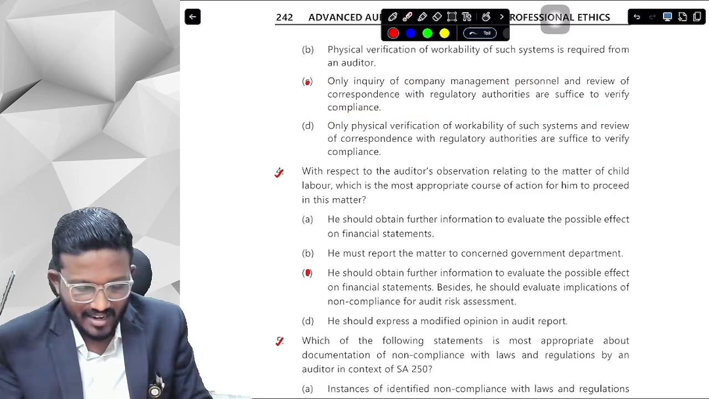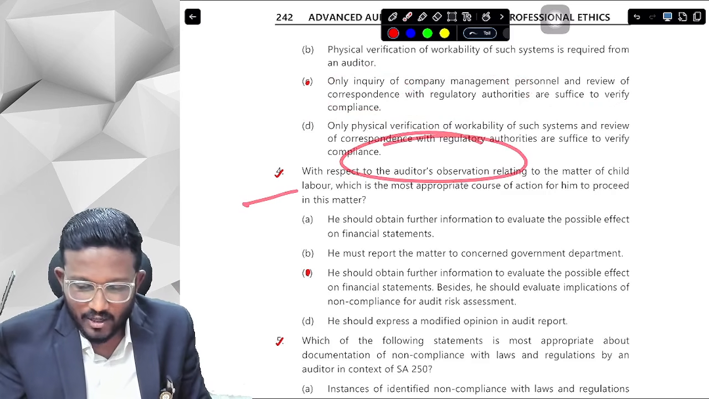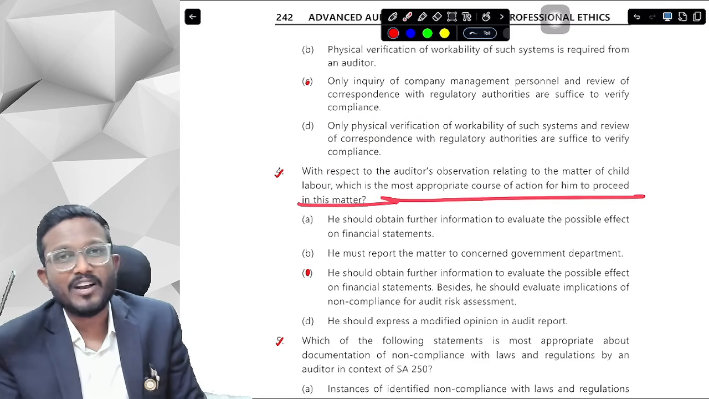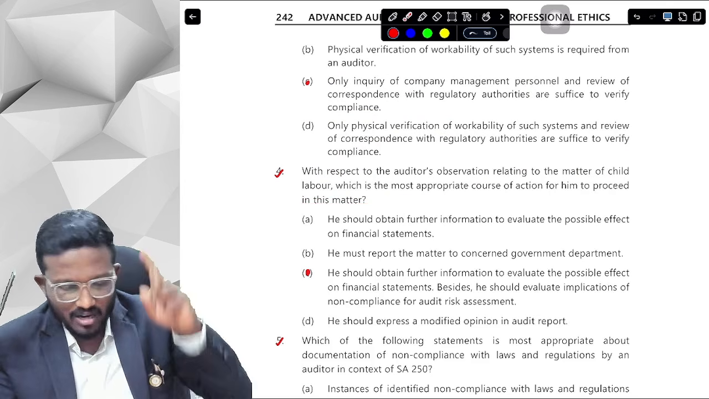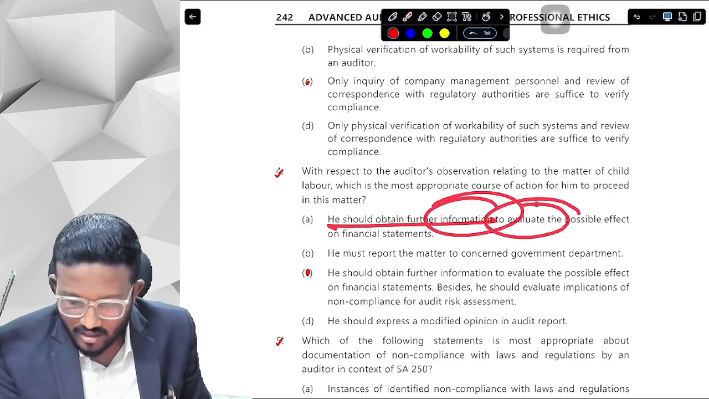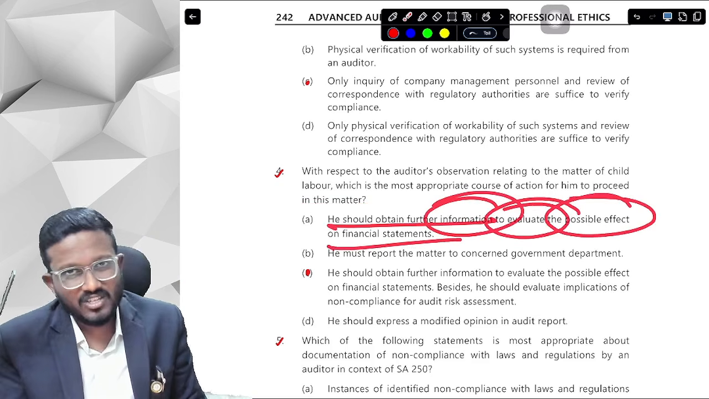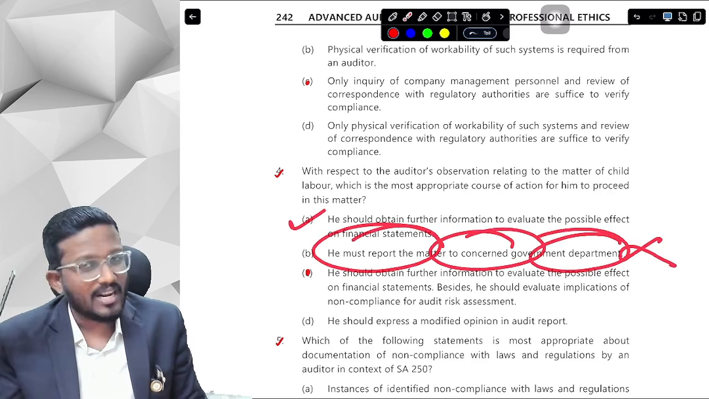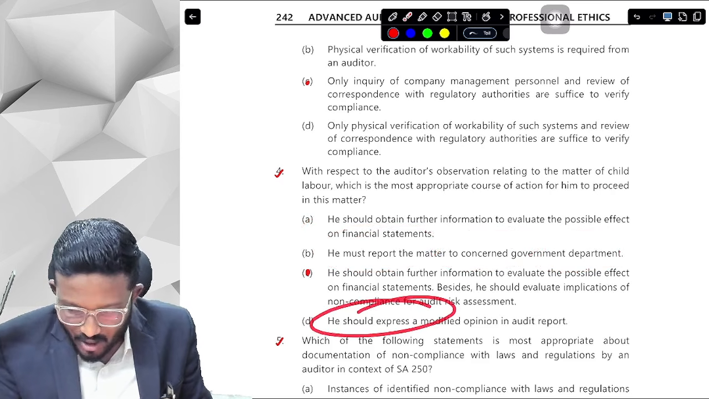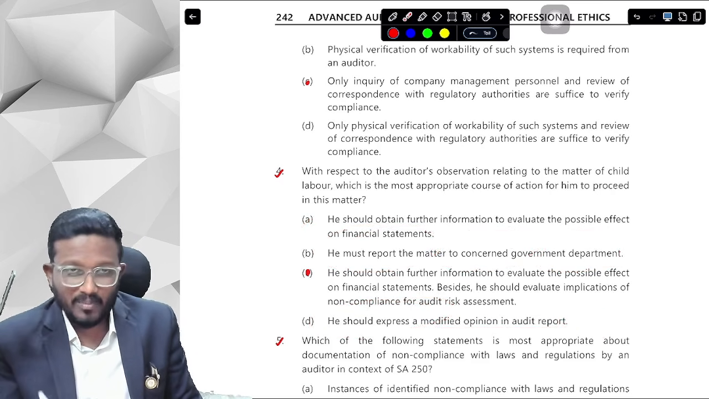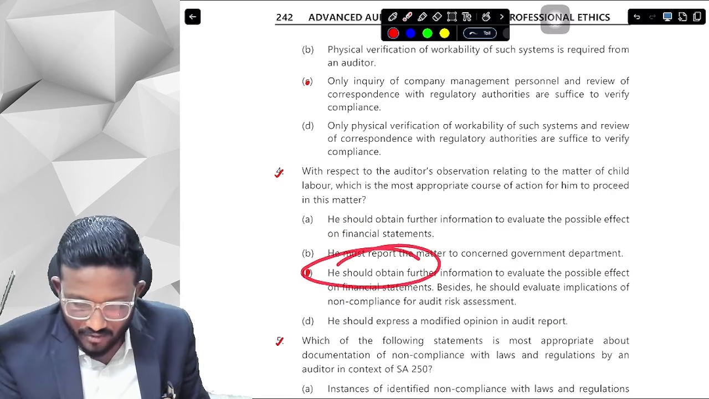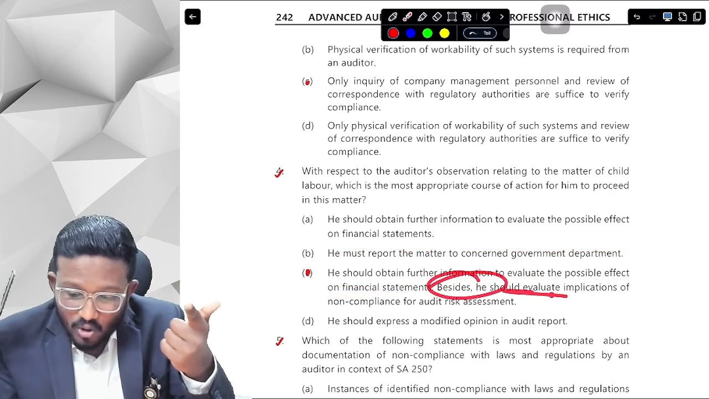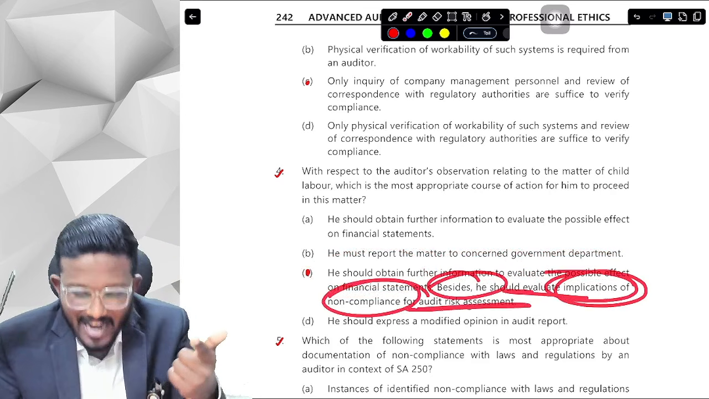Okay, yes sir. Next, with respect to the auditor's observation relating to the matter of child labor. So there was child labor in the entity. Which is the most appropriate course of action for him? First of all, we should obtain further investigation information to evaluate the possible effect on financial statements. This can be done. Secondly, we must report the matter to the concerned government department. No, we cannot directly report the matter. We should express a modified opinion. No, we cannot directly express a modified opinion. So what should we actually do, sir? We need to obtain further information to evaluate the possible effect on the financial statements. Correct. Besides, we should also evaluate implications of non-compliance for audit risk assessment.